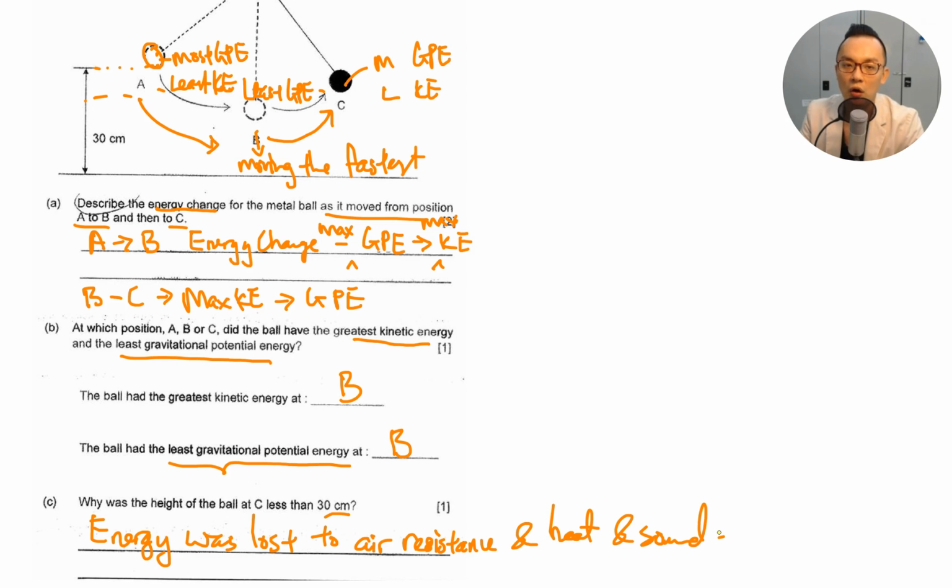Therefore, not all the GPE is converted into KE at point C, and eventually it will swing and swing and swing, and then to a point that it will stop because all the energy has been lost to air resistance and also to heat and sound.